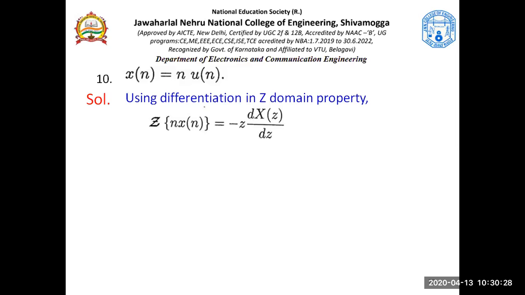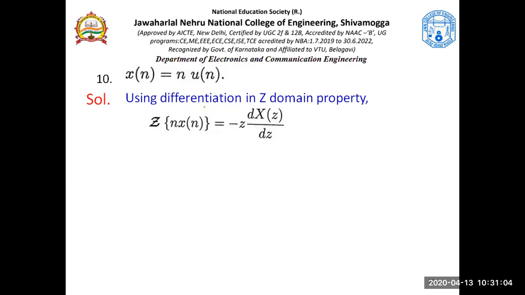Yeah, this is the property. See, there is n u of n, right? We know what to do when u of n is there, but we don't know what to do when n u of n is there. So which property is applicable? See, if we have x of n, it is x of z. If we have n x of n, it is minus z into the differentiation of x of z with respect to z.